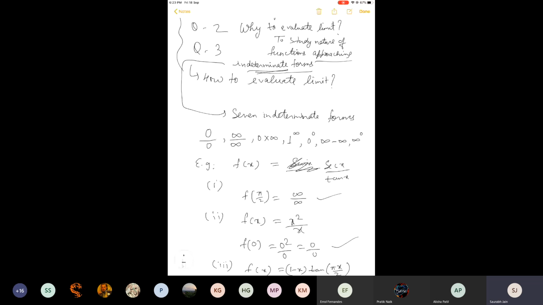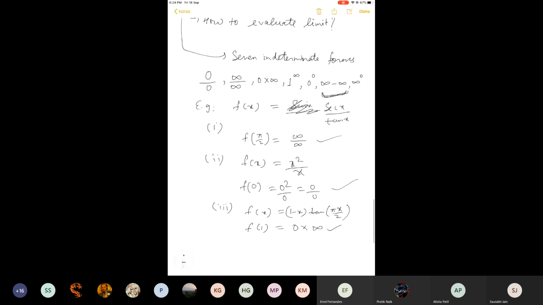But I have a question for you. I want to know your answer, especially for this one. Infinity minus infinity. Can anyone tell me why it can't be 0? Why infinity minus infinity can't be 0? Or why infinity by infinity can't be 1? What is the problem? Can anyone explain? Any idea?